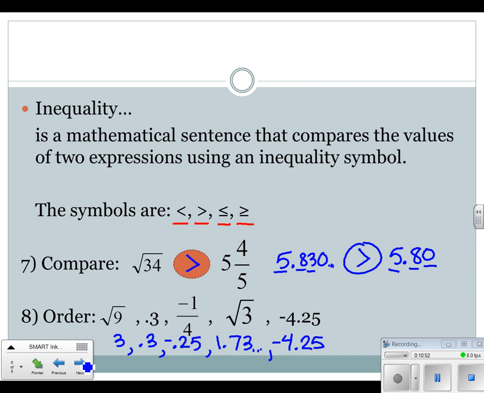Now we know the bigger the negative, the smaller it is. So we're putting them in order from least to greatest. So the biggest negative is negative 4.25. And then our next negative would be negative 0.25. That would be bigger. Once again, the bigger the negative, the smaller it is. Now we have positive values. We have 3, which is a whole number, 3. And 3 wholes is going to be more than 0.3, which is 3 out of 10, 3/10. And we have 1.73.